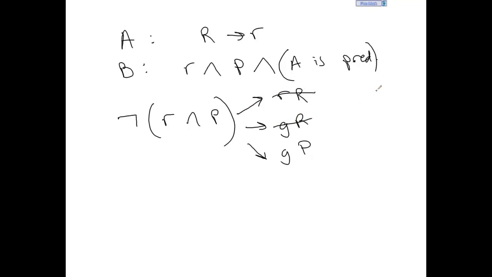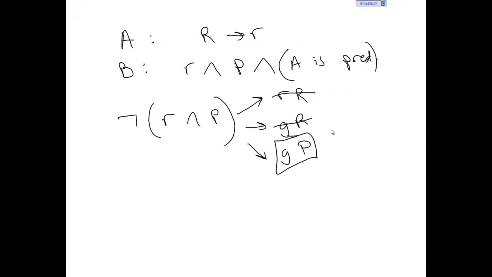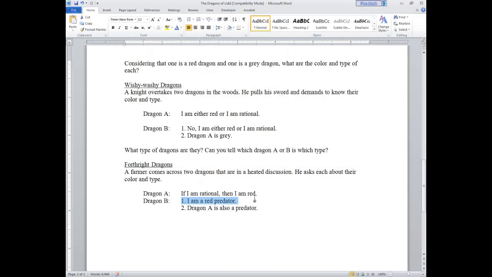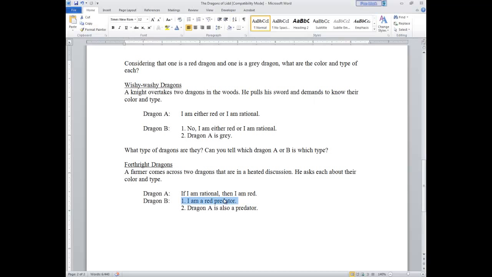Therefore, we know that this dragon cannot be rational, and the only possibility left would be that he's a gray predator. So, in fact, this must be true. We don't even have to debate this and try other things. We know that he's a gray predator. And again, we know this because he can't be rational. Rational would never call himself a predator because that would be a lie.